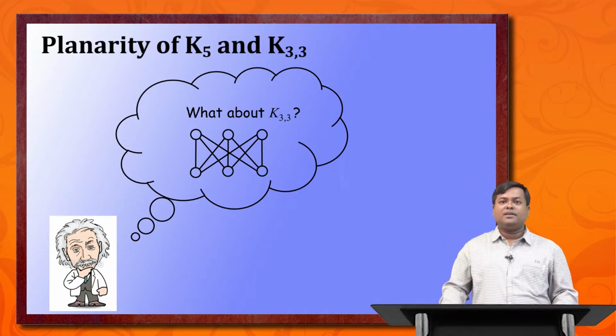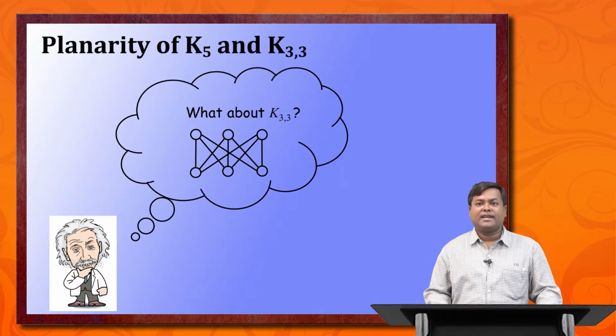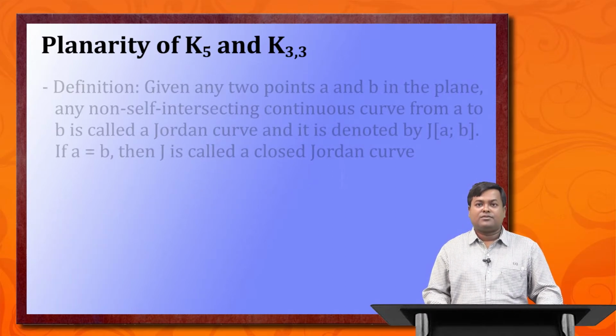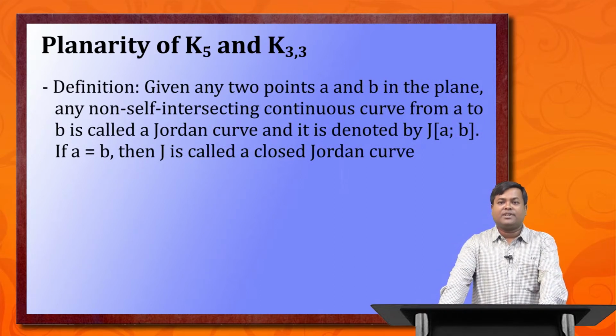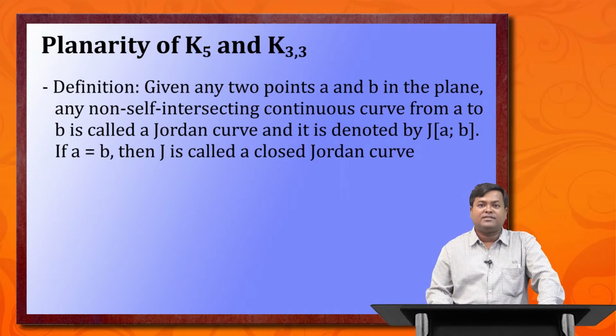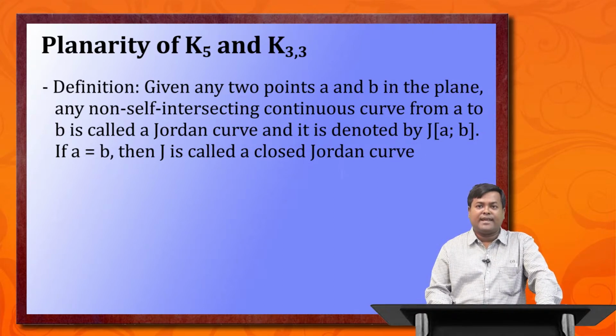To actually prove whether K5 and K33 are planar or not, we need to know some definitions before we proceed. Definition 1 is the Jordan curve definition. Given any 2 points A and B in the plane, any non-self-intersecting continuous curve from A to B is called a Jordan curve, and it is denoted by J from A to B. If A equals B, that is, the starting and ending points are the same, then J is called a closed Jordan curve.